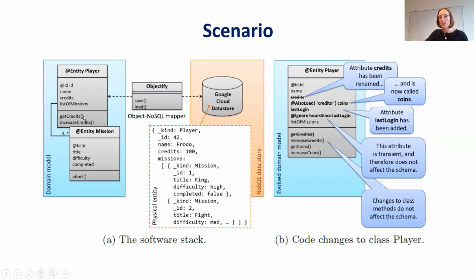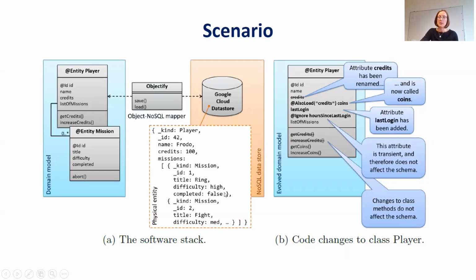So an object mapper such as Objectify persists player objects as entities in Google Cloud Data Store, and that's a physical entity here written down in JSON notation. So the class name becomes the kind. In MongoDB, we would be talking about the collection. Each player has an ID, a name, some credits, and an array of missions. And again, each mission has the kind mission, an ID, a title, a difficulty, and whether it's completed or not.